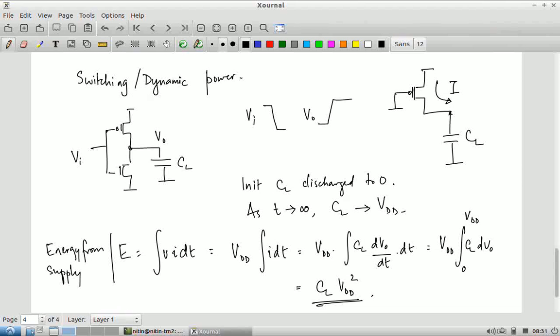So what we are saying is that only one transition has taken place so far in the entire circuit. The input went from high to low. The output, which was initially discharged to ground, gets charged through the PMOS transistor and goes up to VDD. During this transition, this much energy, CL times VDD squared, is extracted from the source.